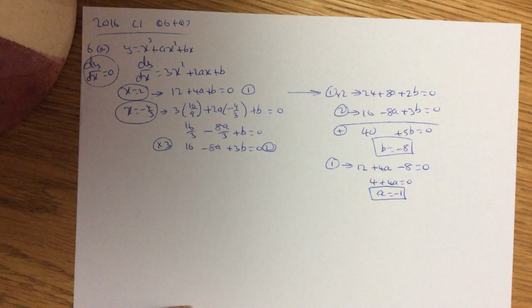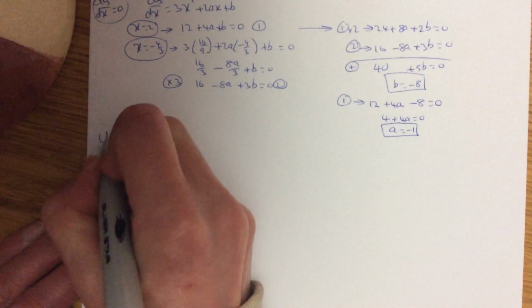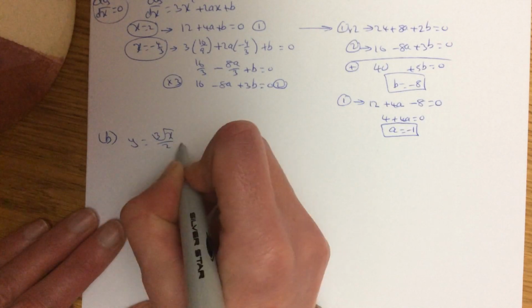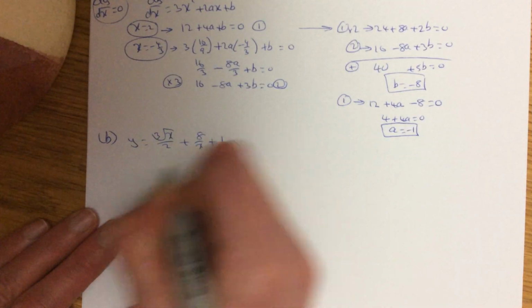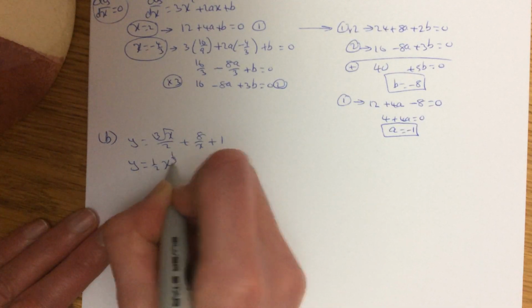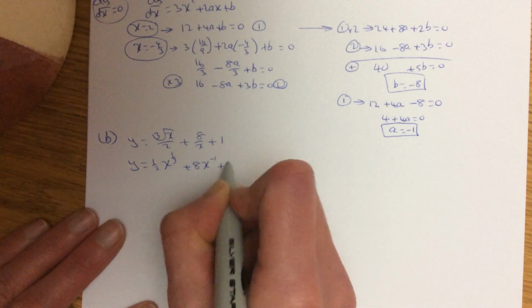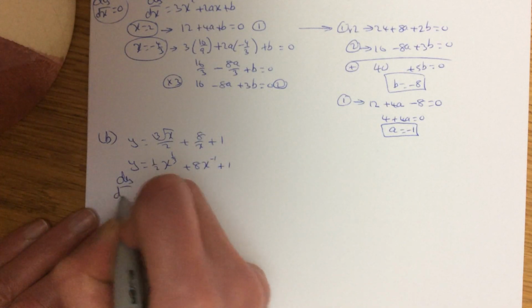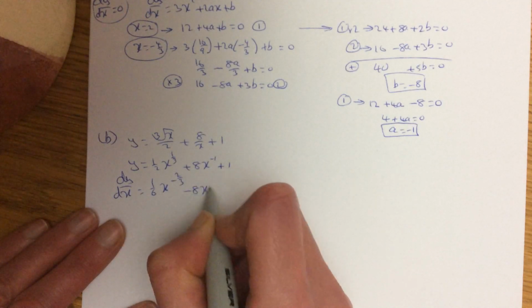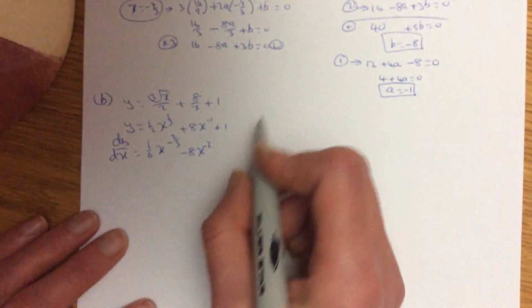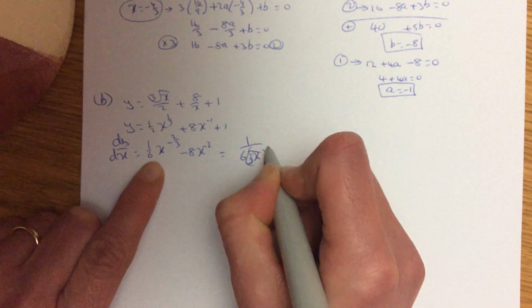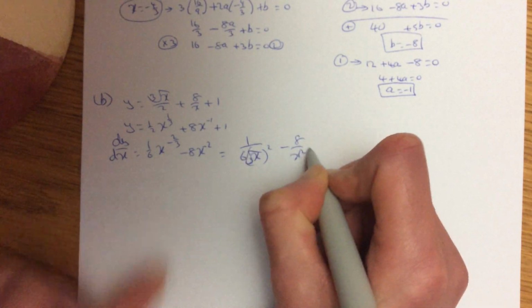Part B of this question. Quite a lot of work in this part now. Y equals the cube root of x over 2 plus 8 over x add 1. So sort that out first of all. That is a half x to the third plus 8x to the minus 1 add 1. So differentiating that, power goes to front and multiply, take 1 off the power. You can leave it like that or you could tidy it up as 1 over 6 times the cube root of x squared, minus 8 over x squared.